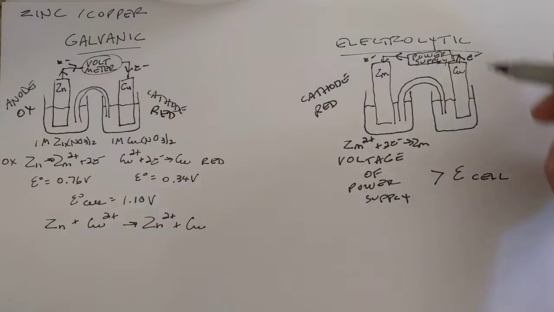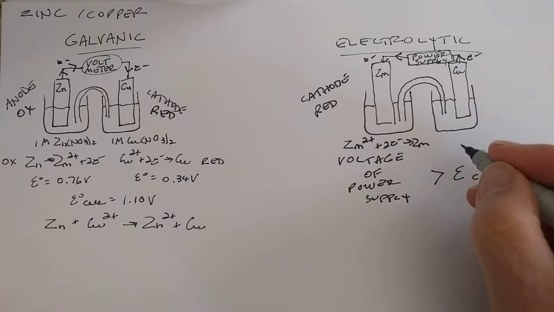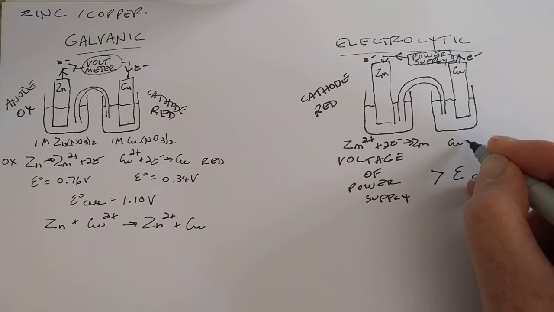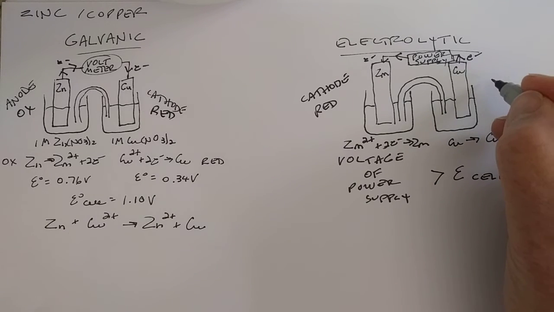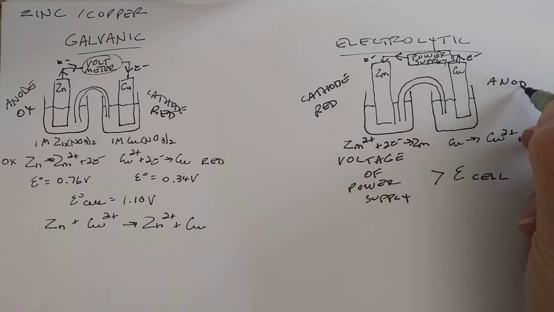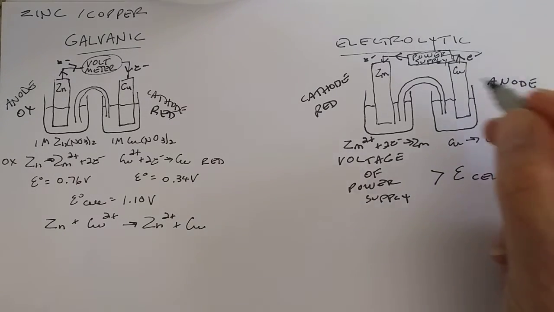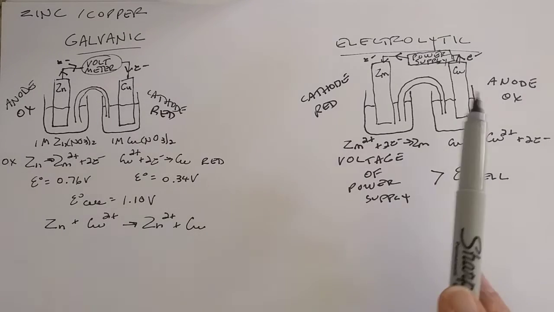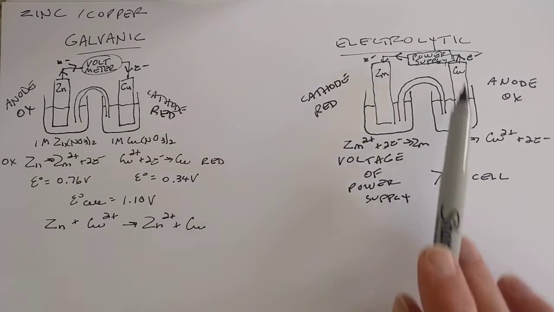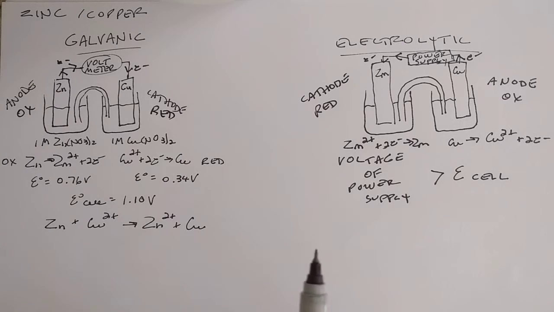So here, our power supply is forcing the copper to give up its electrons and be oxidized. So now the copper is the anode where we have oxidation, and this compartment is the anode compartment. So you might want to do this if you want to plate something with zinc.